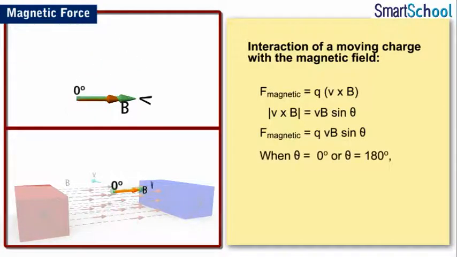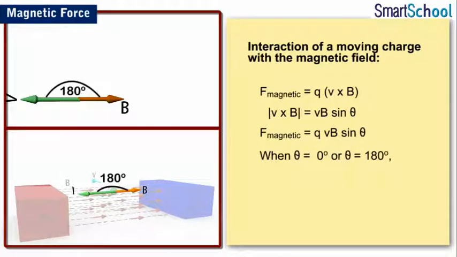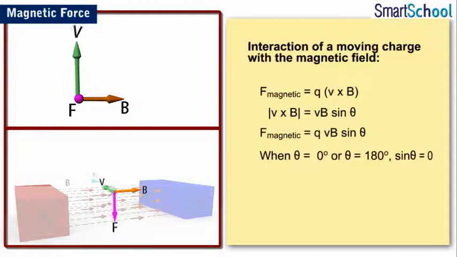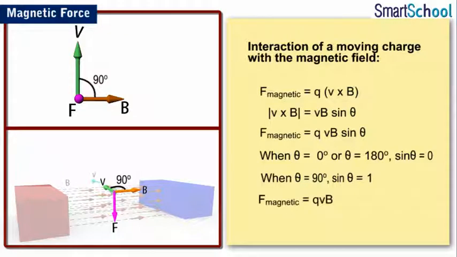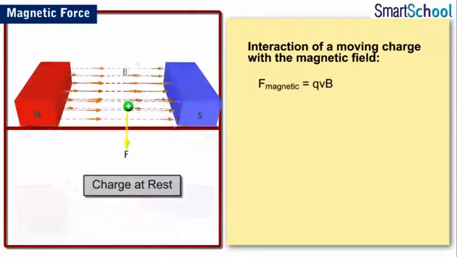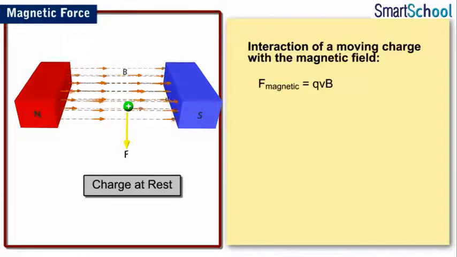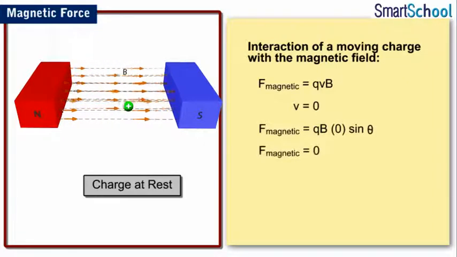When theta is 0 degrees or 180 degrees, that is, when charge Q moves parallel or anti-parallel, respectively, to the magnetic field, we have sine theta is equal to 0. If the charge is moving perpendicular to the direction of the magnetic field, theta is equal to 90 degrees. In this case, the charge experiences maximum magnetic force, F magnetic equal to QVB. If the charge is not moving in the magnetic field, that is, its velocity is 0, then the charge does not experience any force, since F magnetic is equal to 0.